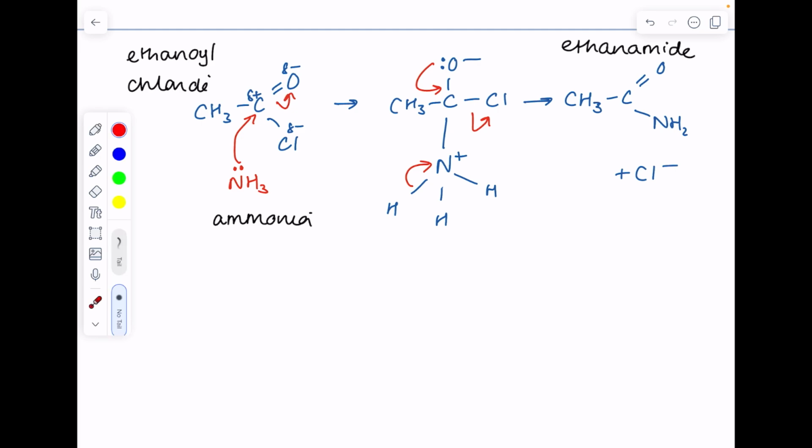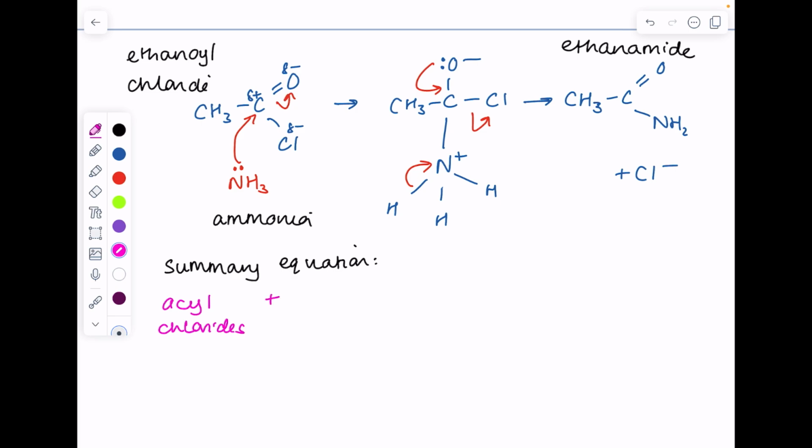Now, in these solutions which do contain ammonia, what we find in this situation is that it's another ammonia molecule which removes this hydrogen here, forming an NH4+ ion, and that's going to react with that chloride ion that left to form NH4Cl. Time for another summary equation. So this time we have acyl chlorides react with ammonia to produce amides. And as I was just saying, ammonium chloride will be our second product.